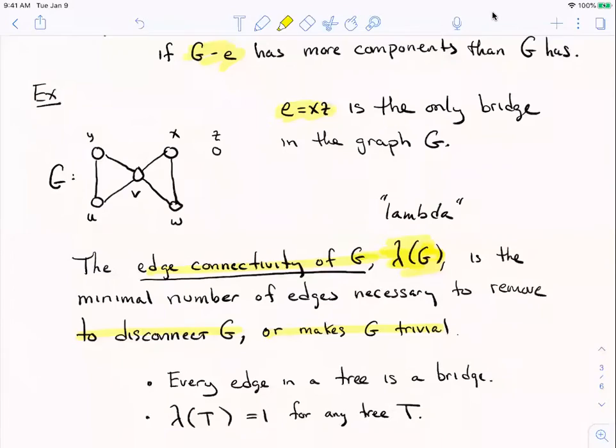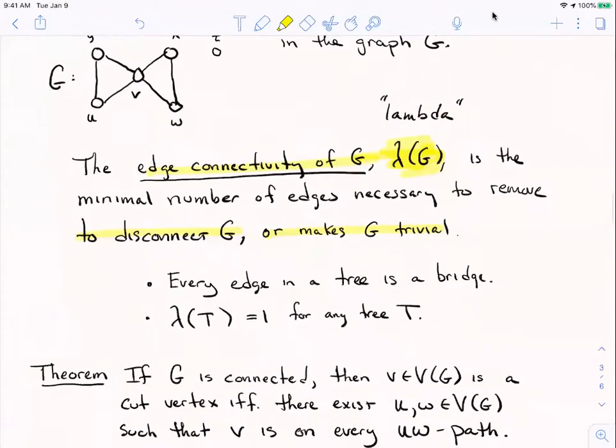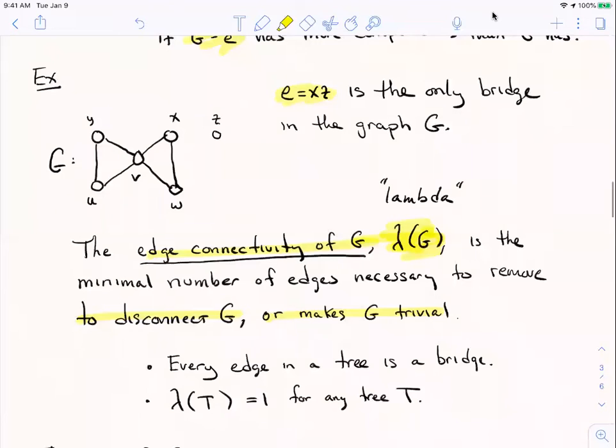Cool. Again, some observations. I'm not going to prove them here. Actually, sorry, the first one is something we just proved in the past, that every edge in a tree is a bridge. In fact, a connected graph with that property, I believe we proved, is a tree. So if you have a connected graph where every edge is a bridge, you have to have a tree. So in particular, the edge connectivity of a tree is 1. Every tree has edge connectivity 1. One edge destroys the network communication.